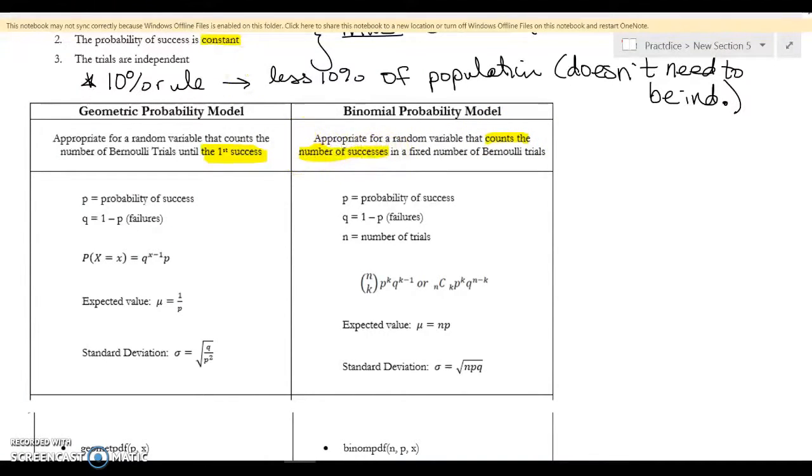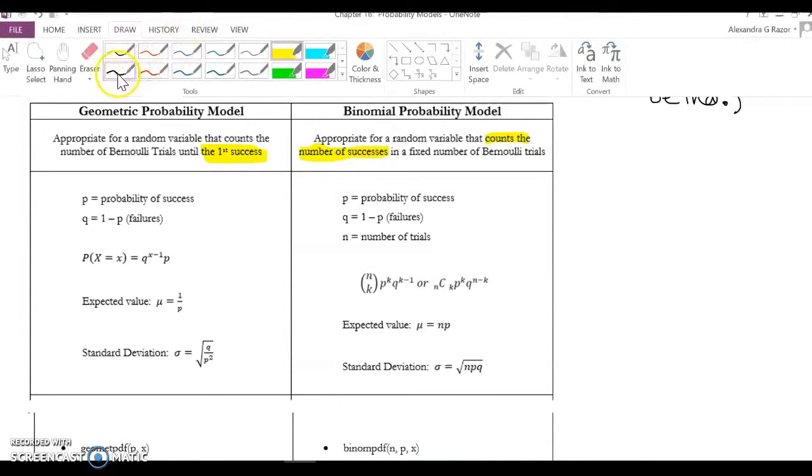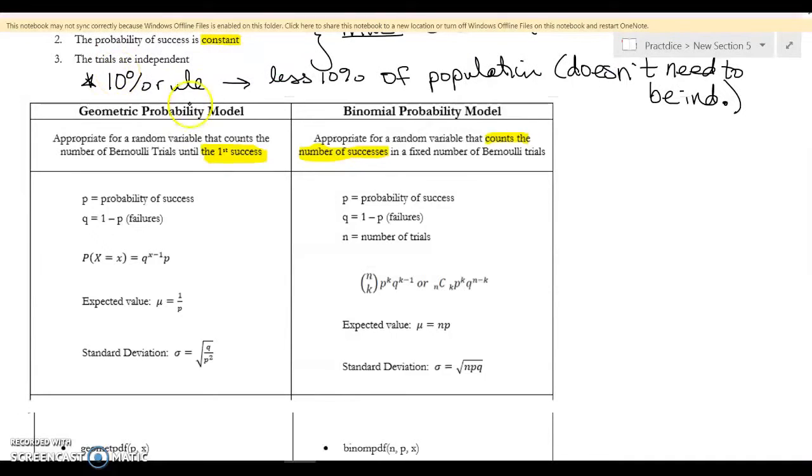Geometric is you're finding the likelihood until you get your first success, and binomial, you're counting the number of successes. So again, probability is success. So if this is 25, then my failures has to be 75. This formula looks kind of tricky, but let's say I'm having my first success on the third try. So third equals first success, right? And so I'm going to have 2 failures.